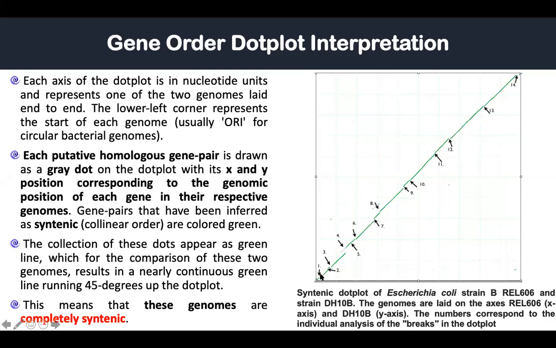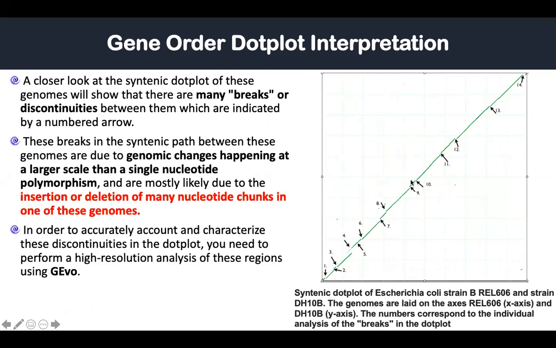But as you can see, there are some arrows here with numbers, right? And the regions that they're showing are breaks, right? So there are certain regions where there is nothing, no lines are being formed. They are also known as breaks or discontinuities. So these breaks in the syntenic path between these genomes are due to genomic changes happening at a larger scale than a single nucleotide polymorphism. So it's not just one base difference. You see actually probably hundreds of bases difference, and so there are no dots in the region. So it's empty, or there's a break.